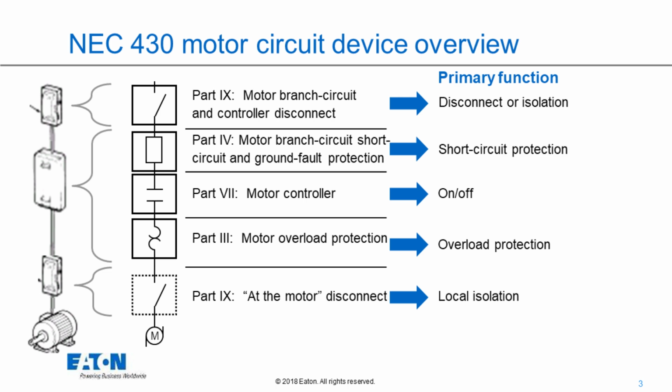So Article 430 covers motors, motor circuits, and controllers. It's made up of 14 parts, and motor circuit devices are covered in 4 of those. Starting at the top there, Part 9, motor branch circuit and controller disconnects. Part 4, motor branch circuit short circuit and ground fault protection. Part 7, motor controllers. Part 3, motor overload protection, and again, Part 9, at the motor disconnect.